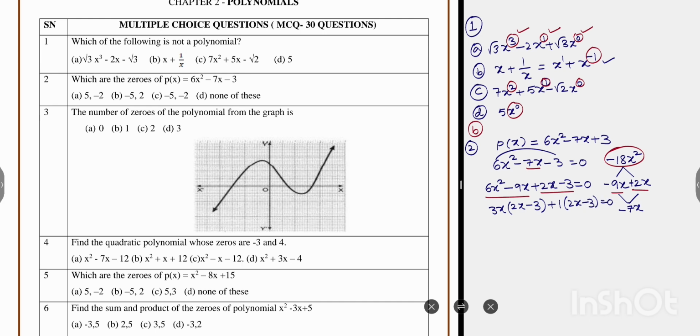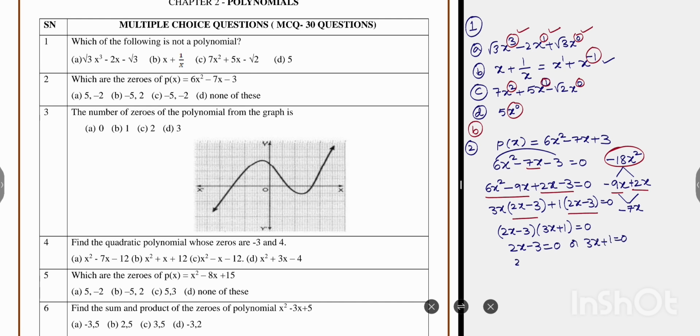Is equal to 0. So now again 2x minus 3 is common in two terms. Take 2x minus 3 common. So (2x minus 3) into (3x plus 1) is equal to 0. So 2x minus 3 is equal to 0, or 3x plus 1 is equal to 0.